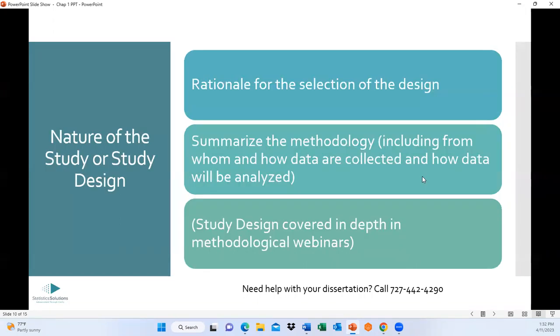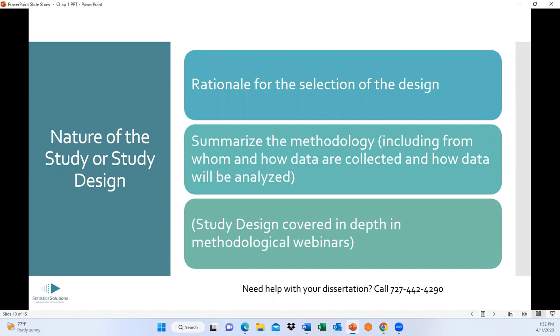Okay. Next, usually a section called Nature of the Study or the Study Design. Basically, this is kind of a preview to the methodology chapter, right? You're going to mention your study design and your approach, and talk a little bit about it, which includes the rationale. Why did you select this design? Usually because it's the best design to get the kind of information you want, right?